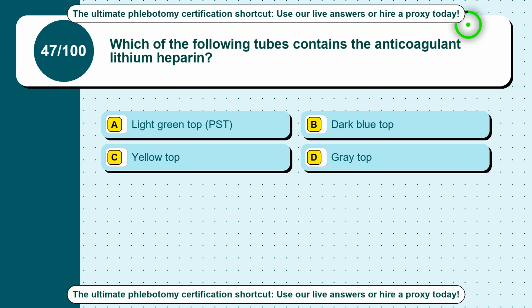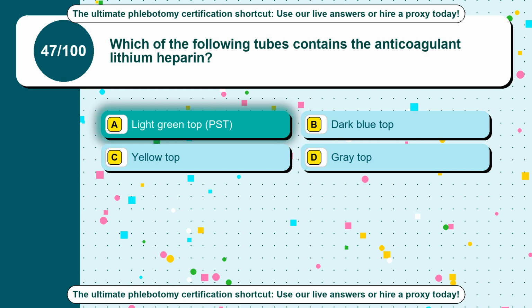Question 47. Which of the following tubes contains the anticoagulant lithium heparin? Option A, light green top, PST. Option B, dark blue top. Option C, yellow top. Option D, gray top. The correct answer is option A, light green top, PST.